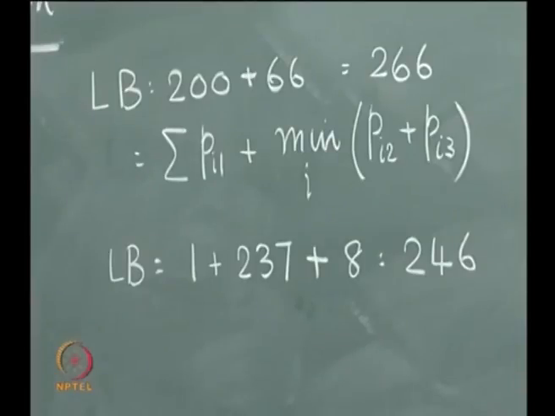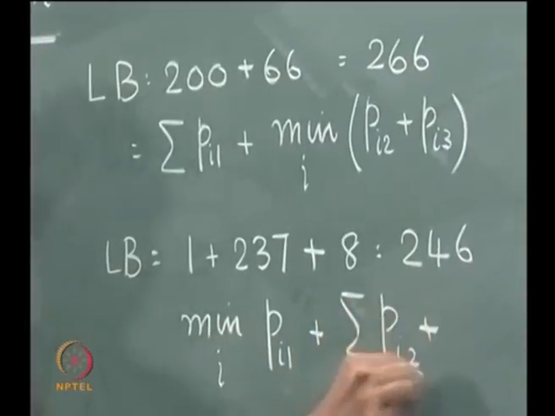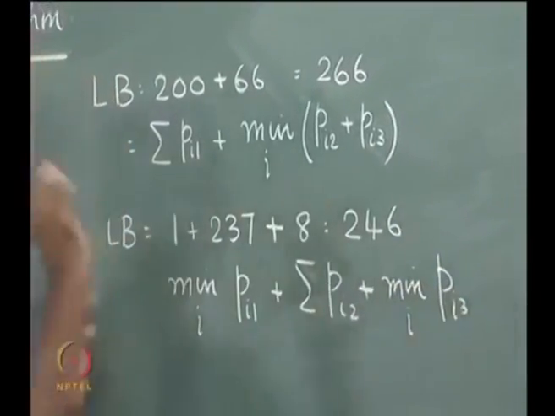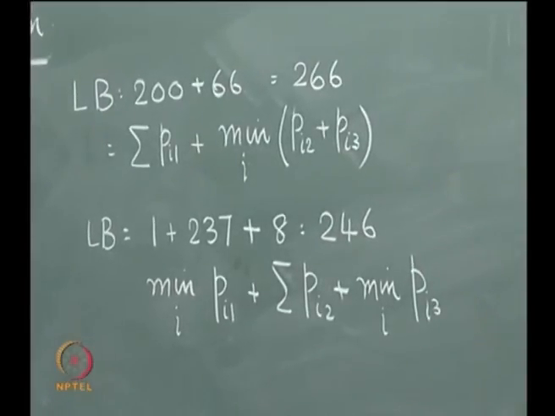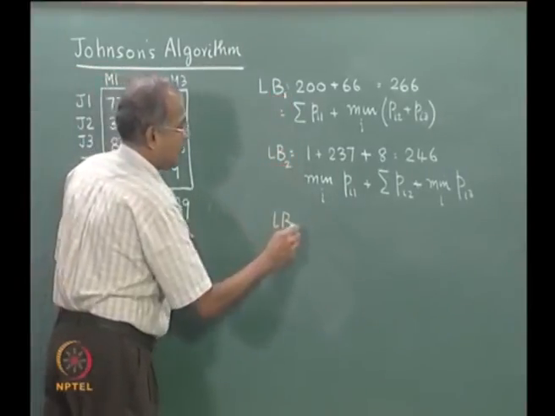So, to write this algebraically, we will say minimum over I, minimum over jobs Pi1, plus sigma Pi2, plus minimum over I Pi3 is another lower estimate of the makespan. So, the makespan cannot be less than 246, it has to be 246 or more. Now, let us call these LB1, LB2 and LB3.